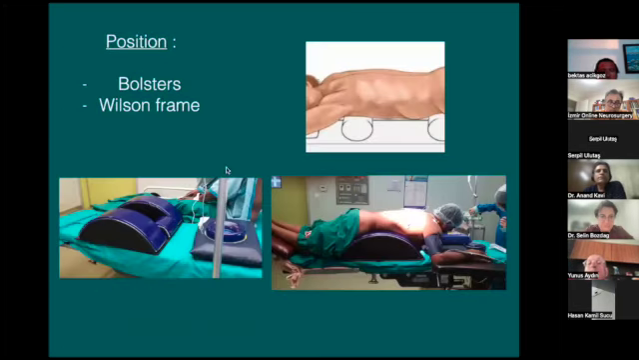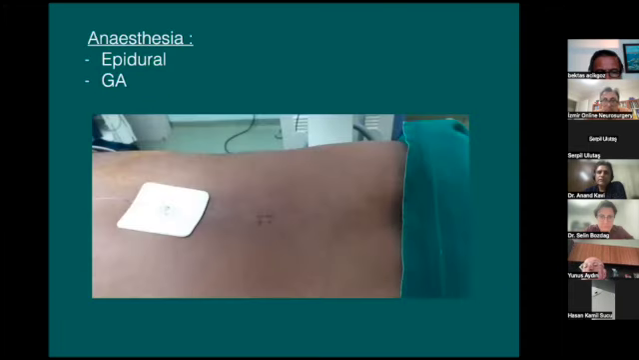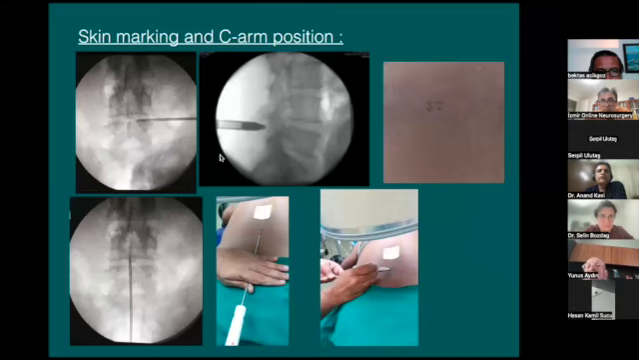So in general, this is how we position the patient as you do for your routine spine surgeries, on bolsters or a Wilson frame, so as to open up the interlaminar spaces. Here in this case, I've done it under epidural analgesia and sedation, but you can do it under GA as well. So this is how we do the skin marking.